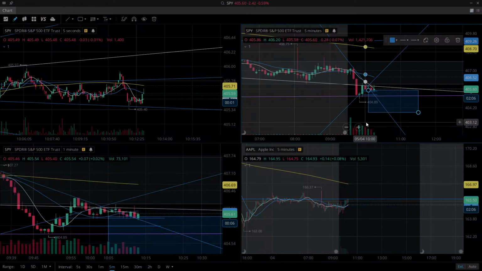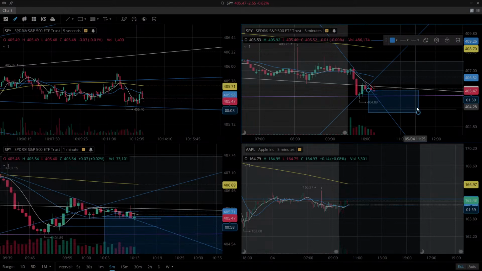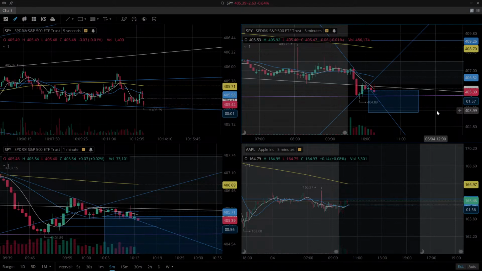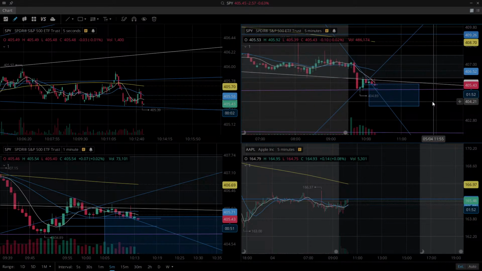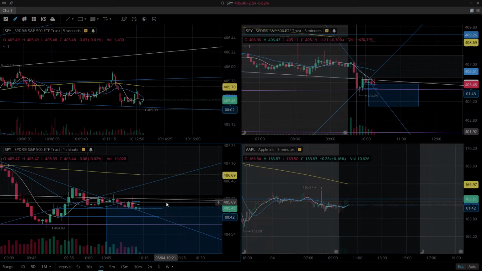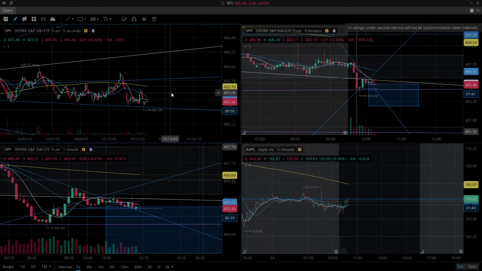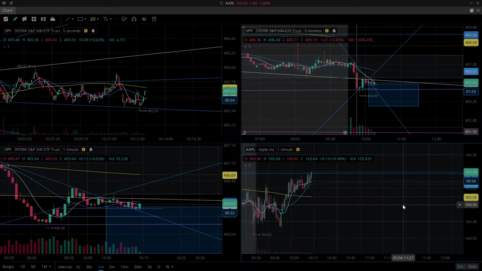Put that box down here, you get your target. So bearish measured move would be 403.85. Hopefully we don't break this support, but if we do, that's the expected move. Apple's starting to show some strength here, so let's get zoomed in on that.